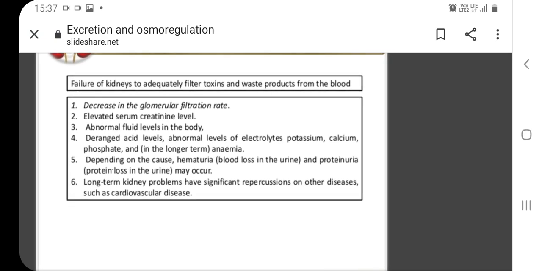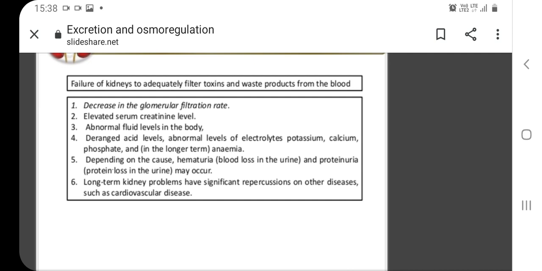Failure of the kidneys to adequately filter the toxins and waste products from the blood results in causing several ailments or diseases, and this could be due to a decrease in glomerular filtration rate, elevated serum creatinine level, abnormal fluid level in the body, deranged acid level, abnormal level of electrolytes, potassium, calcium, phosphate, and other ions.